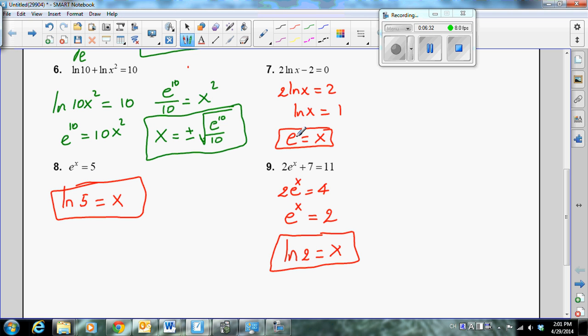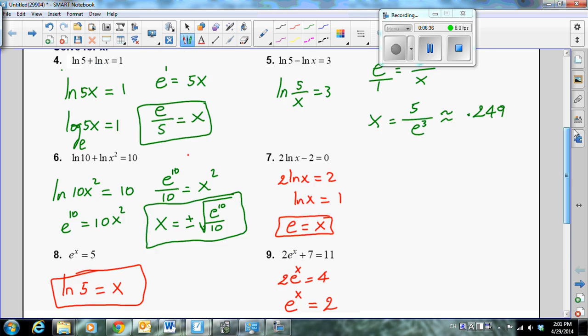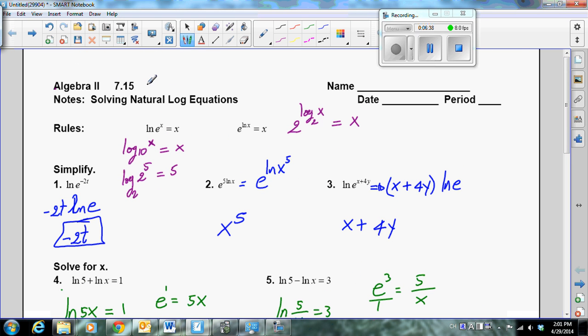Make sure you finish your worksheets, because on Friday I'm checking all of them, all the way till 7.15. Note that we skipped 2 of them. I believe we skipped 12 and 13, but I will check all of them on Friday, or as a matter of fact, on Thursday.